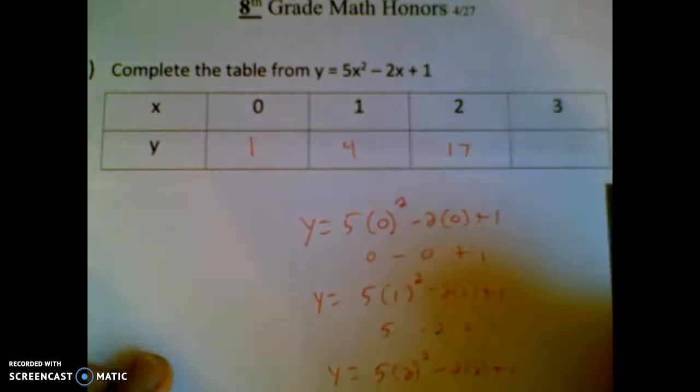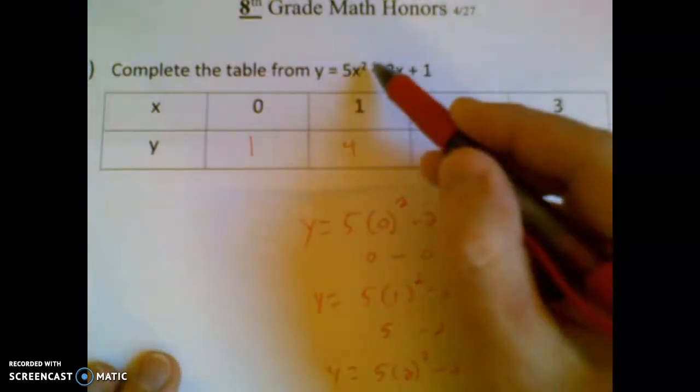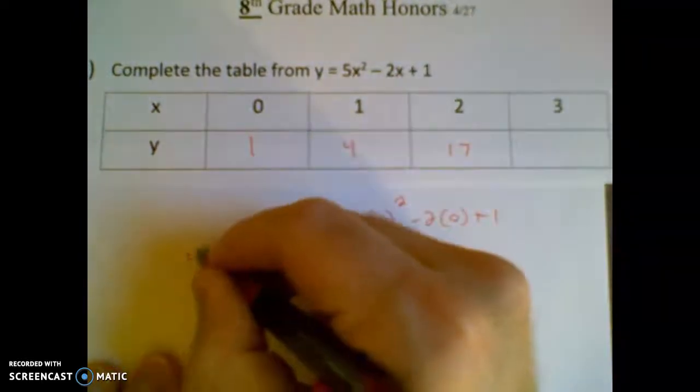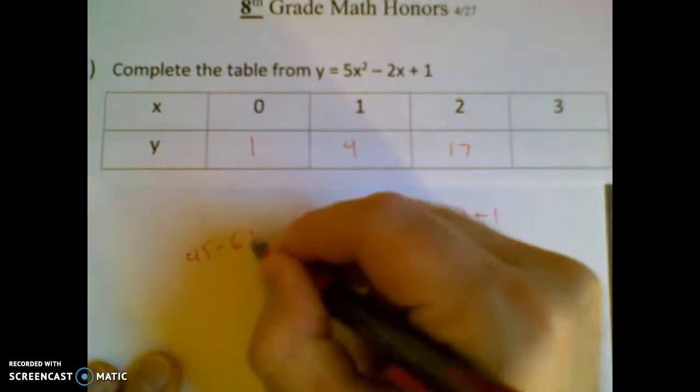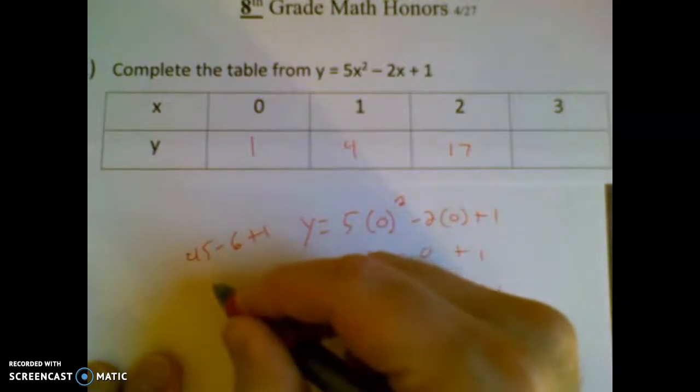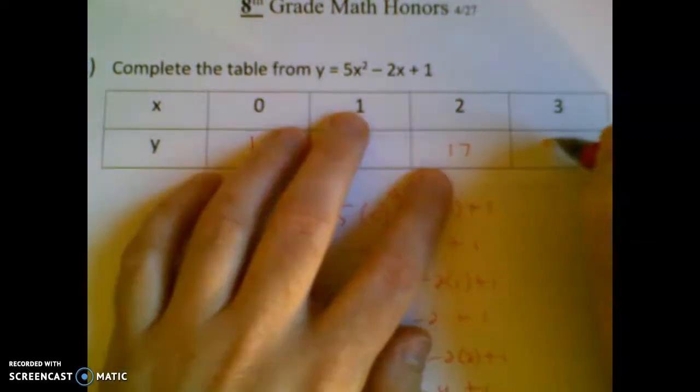And then if x is 3, you go 3 squared is 9, 9 times 5 is 45, minus 2 times 3 is 6, plus 1, so 45 minus 6 is 39, plus 1 is 40.